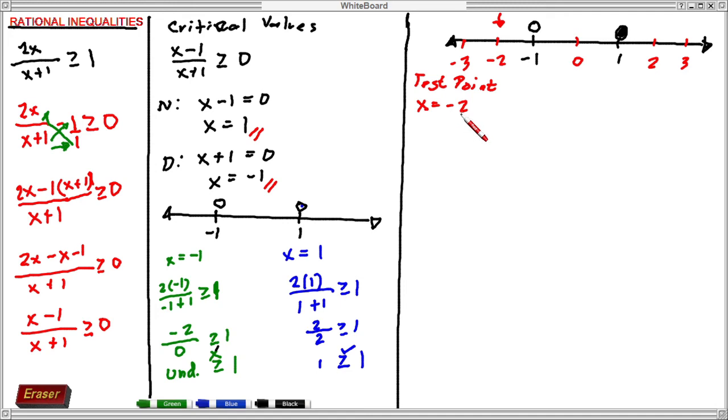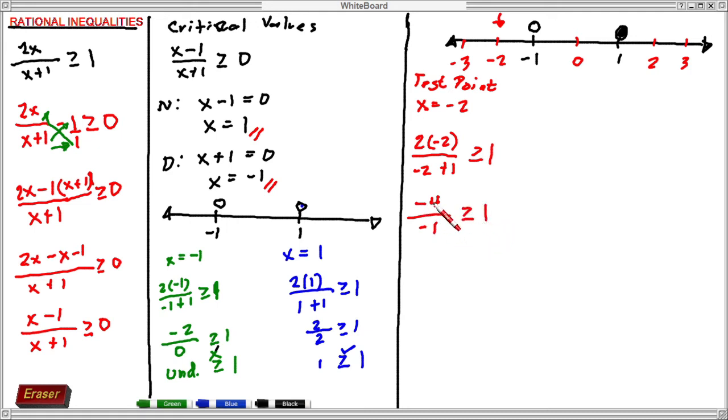So x is equal to negative 2. So let us test if negative 2 is a solution or included din sa solution natin. So doon din natin lalagay sa original equation. So 2 times negative 2 all over by negative 2 plus 1 greater than or equal to 1. Okay, so 2 times negative 2, the answer here is negative 4 all over by negative 2 plus 1. The answer here is negative 1, right? Greater than or equal to 1.